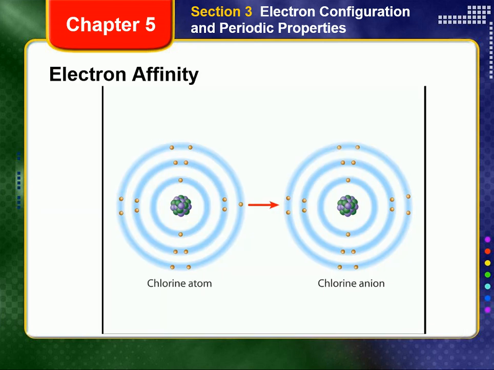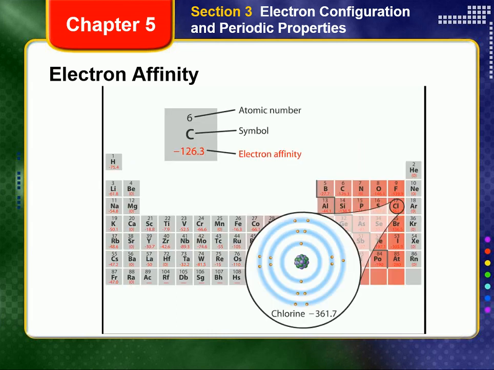Some elements acquire electrons to form negative ions. In the case of chlorine, the formation of a negative ion is favored because the resulting chlorine has a full octet. In general, the closer the atom is to acquiring a full octet, the more strongly it attracts electrons. Chlorine has 7 valence electrons, and its electron affinity is negative 361.7. By convention, the more negative the number, the more strongly the atom attracts the negative electrons.